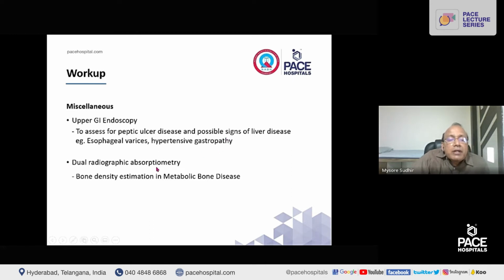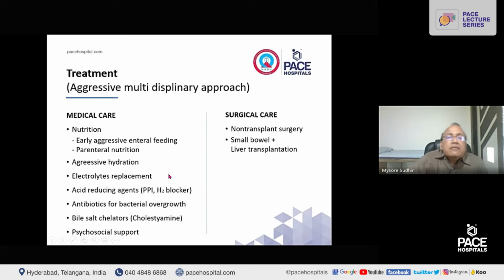And then we'll have to go for a DEXA scan of the bone, because osteoporosis can happen, metabolic bone disease. We'll have to look into the nutritional effect on the bone. This is a very complex part.